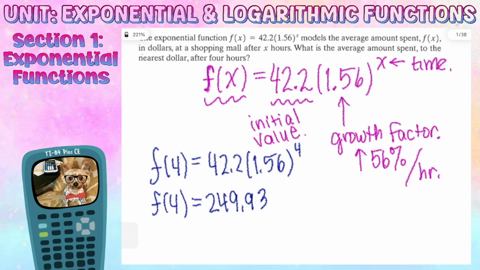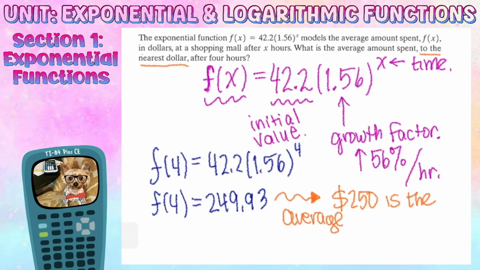What is the average amount spent to the nearest dollar? That means I need to round it without change. Please read directions carefully, because it doesn't always say that. Sometimes you round money with 2 decimal places, like usual money. So that would mean $250 is the average amount spent after 4 hours.